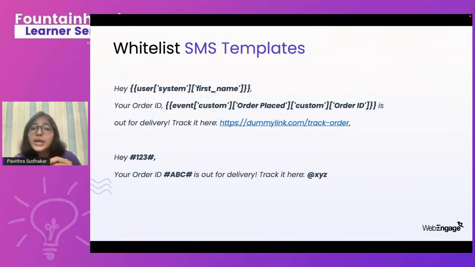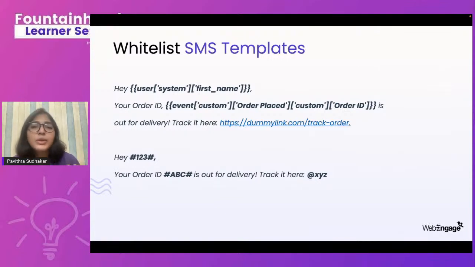So you need to ask your service provider, hey, these are the personalization tokens I would like to use in my message template. What is the corresponding code? Only then will the template get whitelisted. So if you learn from your service provider that for first name 123 is the code, you need to add it as 123, right? There's a bit of work that you need to do with your service provider in whitelisting these templates.